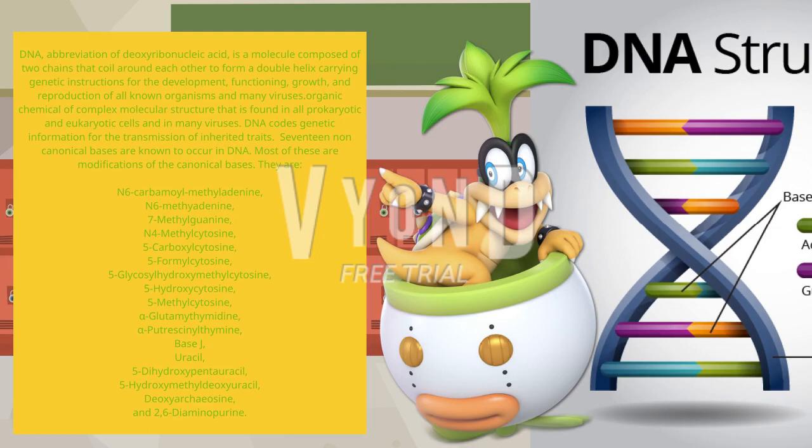DNA, abbreviation of deoxyribonucleic acid, is a molecule composed of two chains that coil around each other to form a double helix carrying genetic instructions for the development, functioning, growth, and reproduction of all known organisms and many viruses. It is an organic chemical of complex molecular structure that is found in all prokaryotic and eukaryotic cells and in many viruses. DNA codes genetic information for the transmission of inherited traits.